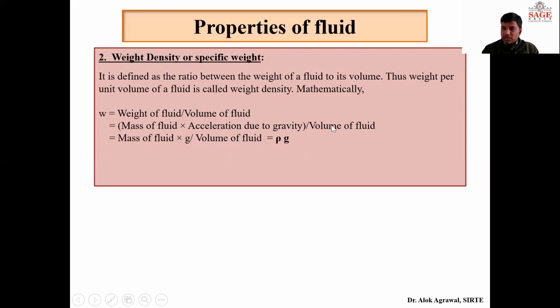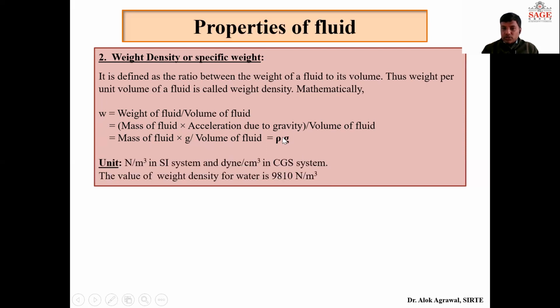So there is a relationship here between weight density and mass density, that is w is equal to rho into g. Again, very important, weight density is also known as specific weight. So what will be the unit of this weight density? Either it can be written as Newton per meter cube in SI system or dyne per centimeter cube in CGS system, according to this formula, that is weight of fluid divided by volume of fluid.